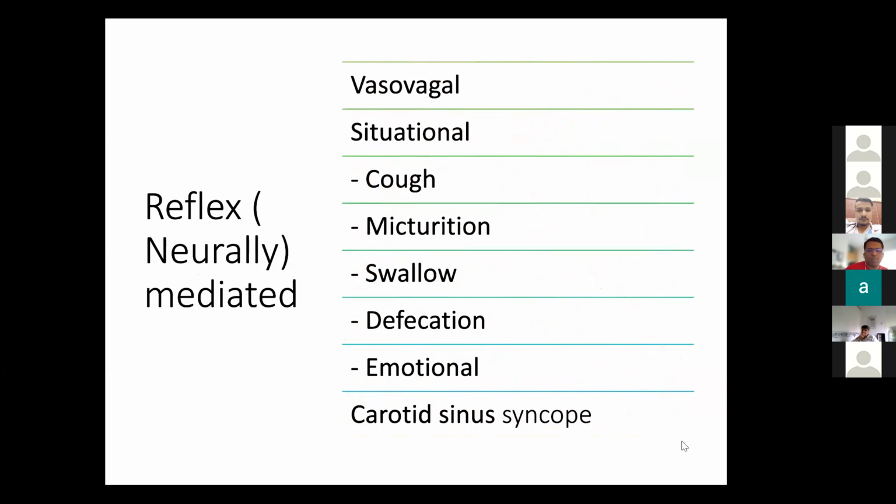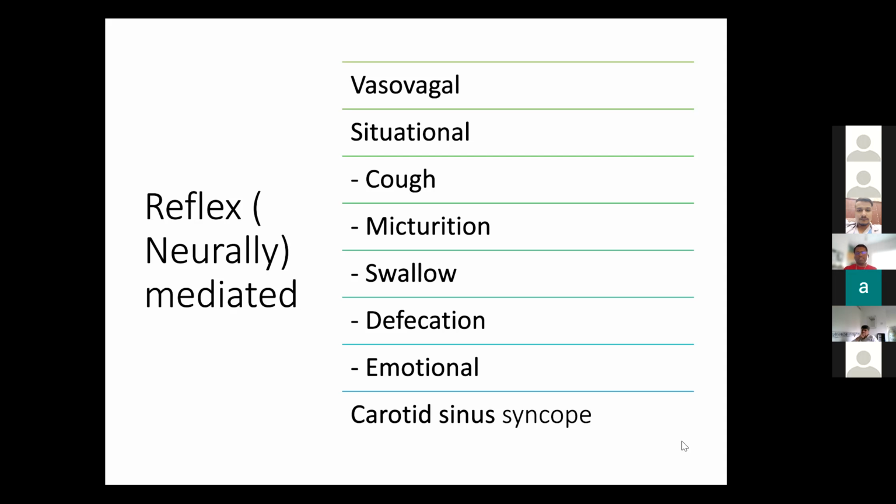So, what are the types of syncope you see in reflex neurally mediated syncope? It could be vasovagal, situational, or carotid sinus. Situational can be any of various situations: cough, micturition, swallow, defecation, emotional. Micturition is most commonly seen in younger adults, predominantly males.